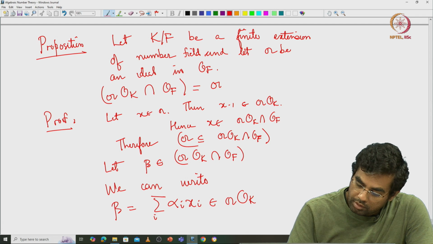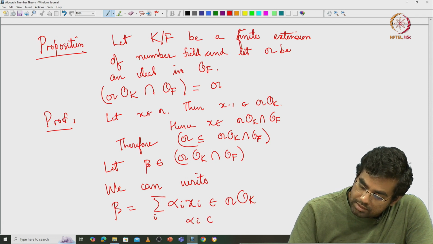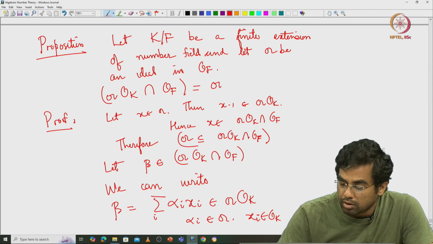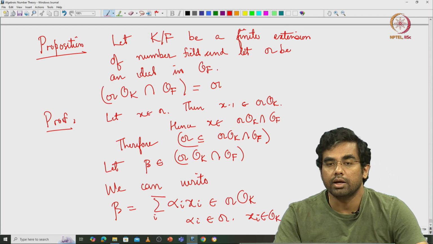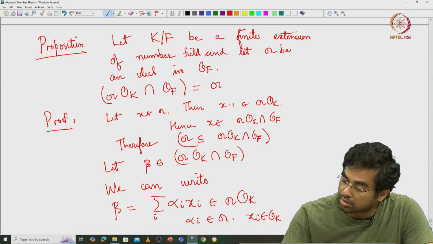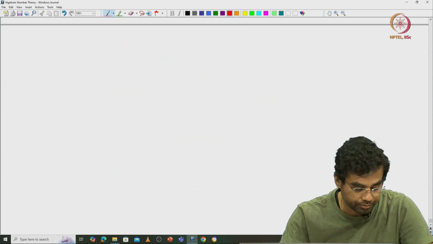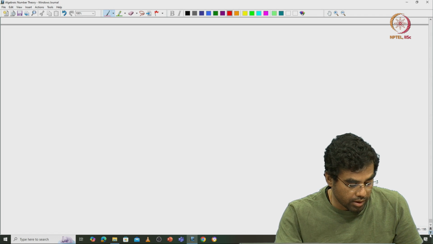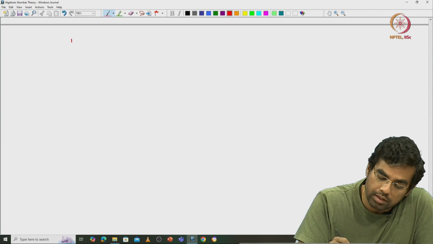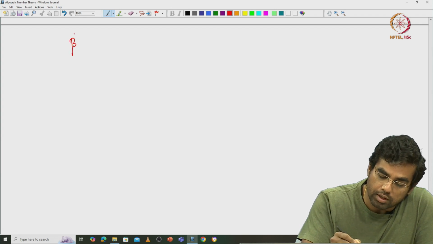So, what are these? The alpha i's are in A, and the xi's are in OK. So you can write it as a sum like this, on account of beta being an element in A times OK. All right. Now, if I take beta, well, let me write it slightly differently.